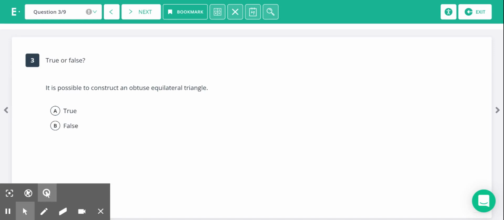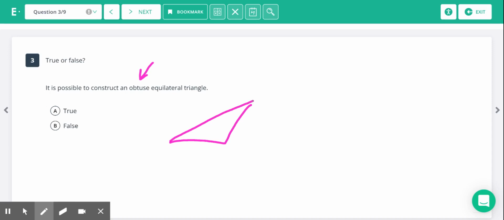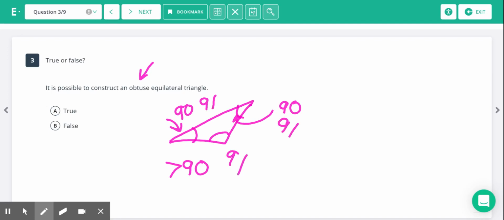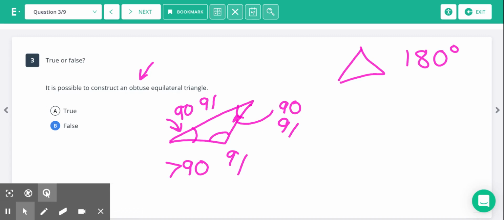True or false? Is it possible to construct an obtuse equilateral triangle? This is not possible because an obtuse triangle has one obtuse angle, and all angle measures cannot be the same because any angle that's obtuse has to be greater than 90. It would have to be 91, 91, 91, and we all know that a triangle only has 180 degrees in it. So no, not possible.